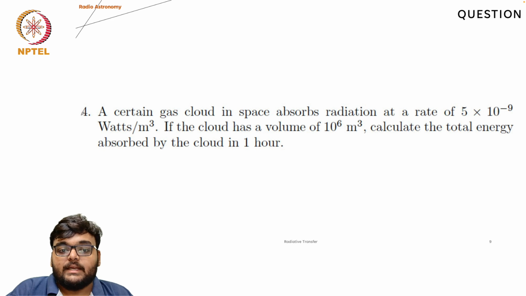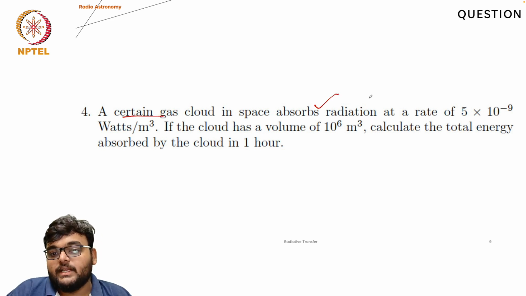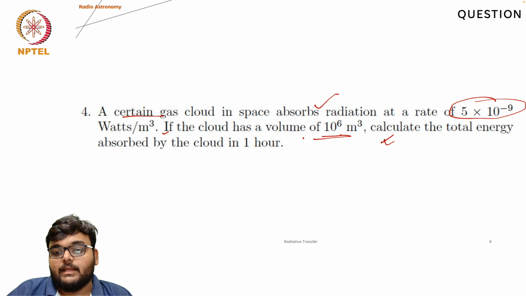It's quoting that there is a gas cloud which absorbs radiation at the rate of 5 into 10 to the power minus 9 watts per meter cube. If the cloud's volume is 10 to the power 6 meter cube, calculate the total energy absorbed in 1 hour.